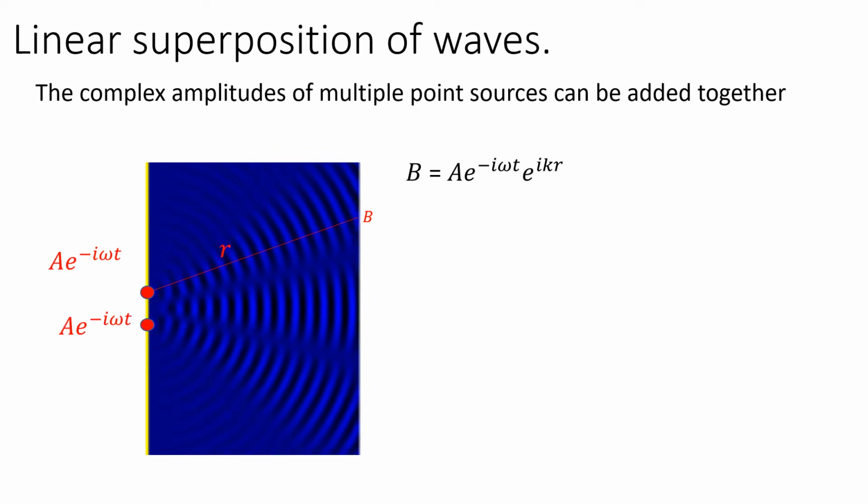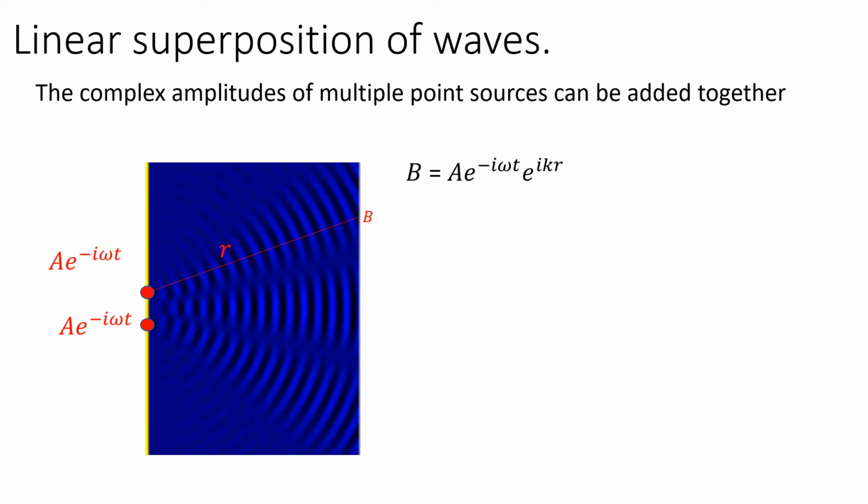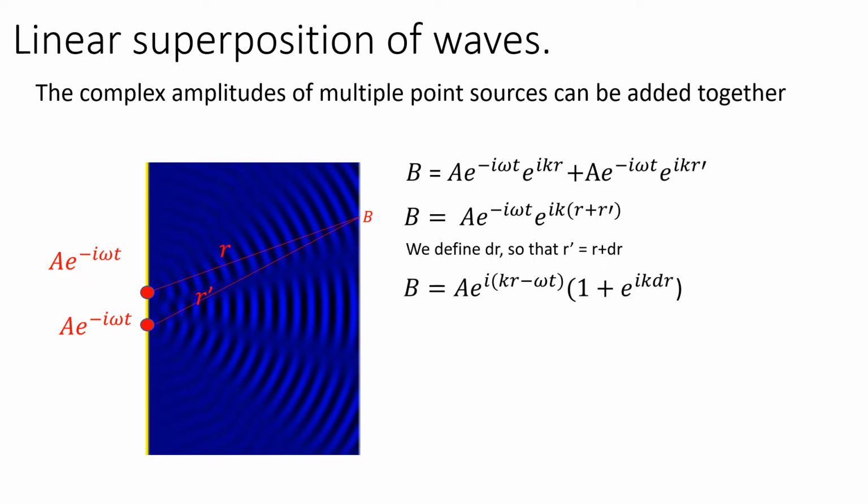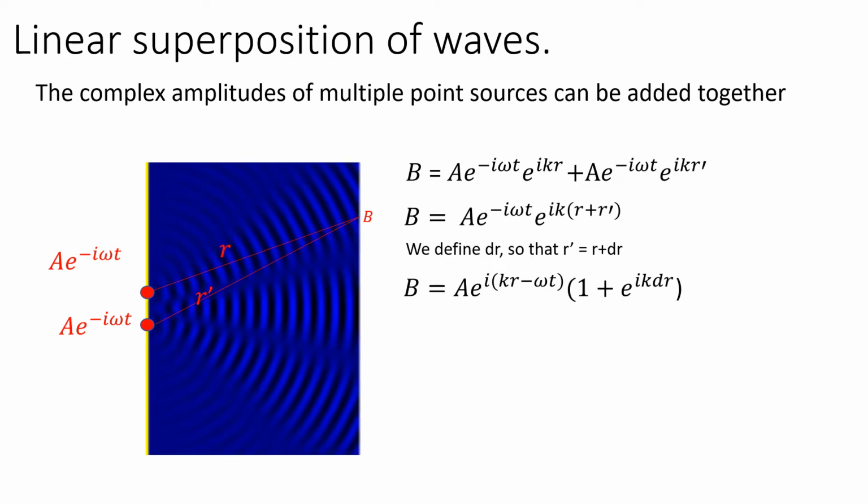Then we add the contribution of the second source, which is another oscillation with amplitude A, synchronized and in phase with the first one at angular frequency omega. For the second source, light travels a distance r prime to get to B, which introduces a different phase delay. We add the two complex waves, and if we simplify the equation a little bit, we find that the amplitude of the resulting wave only depends on the difference dr between r and r prime.